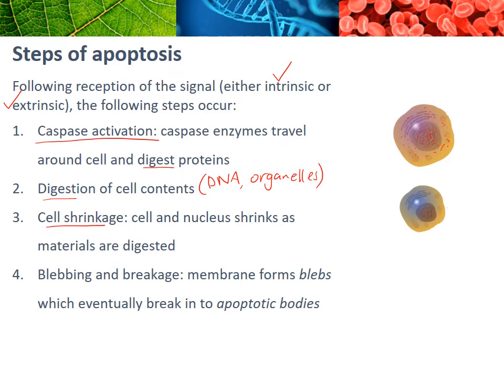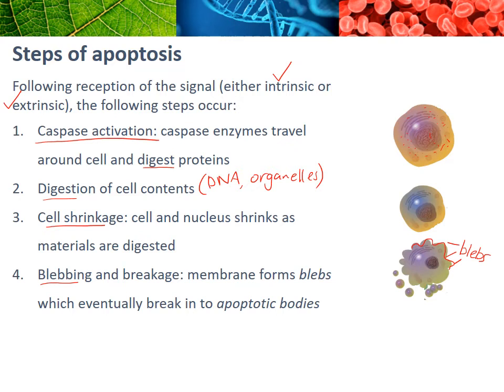And hopefully you remember this word from year 11, one of my favorite biology words. We get blebbing and breakage. So I'll just bring up the image here. When the cell is breaking down, the membrane will start to fold and form these little things called blebs. Blebs are basically just those folds or bulges in the plasma membrane.